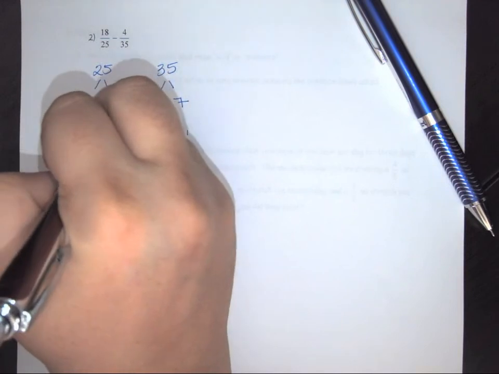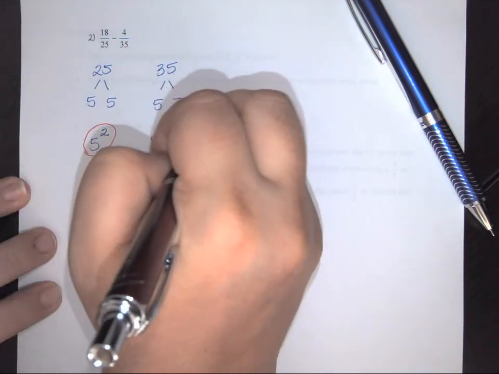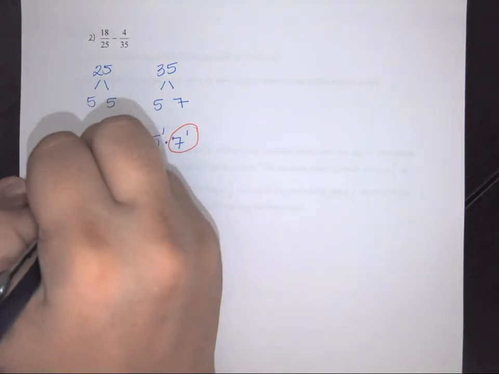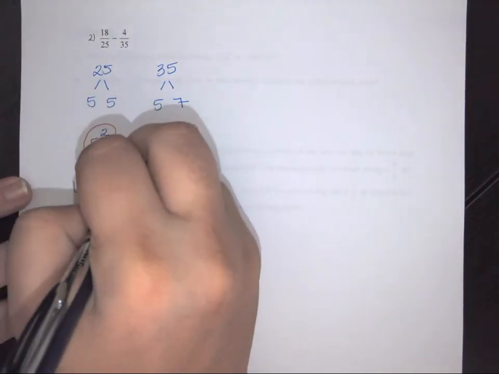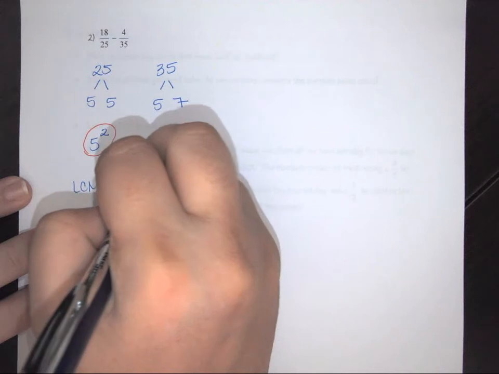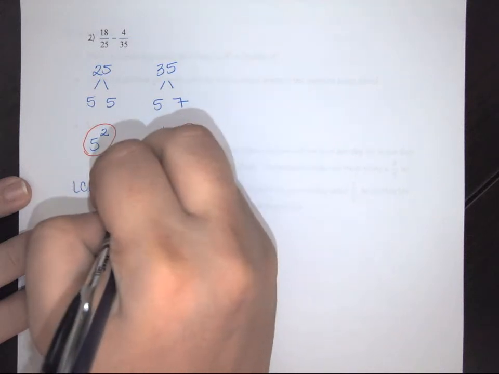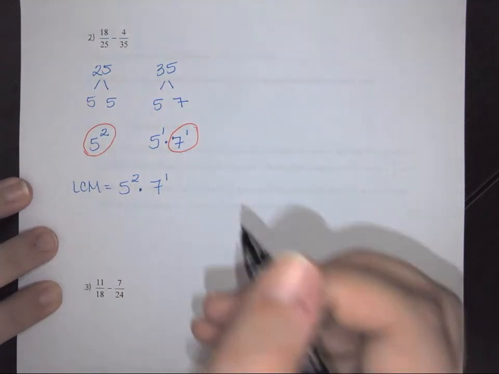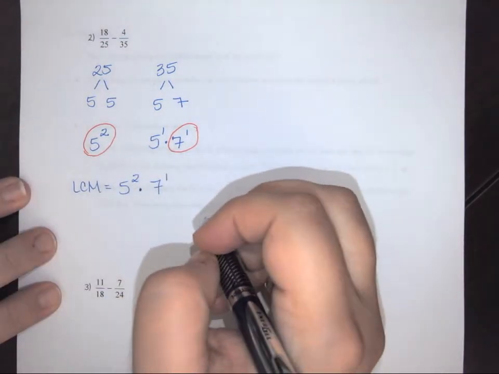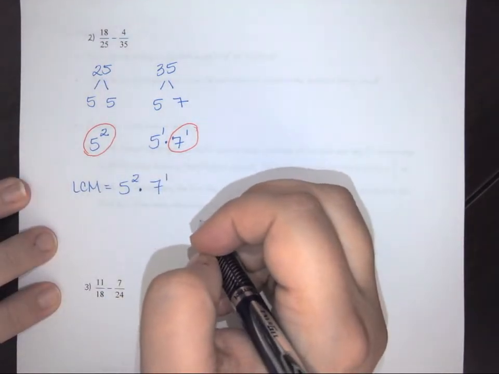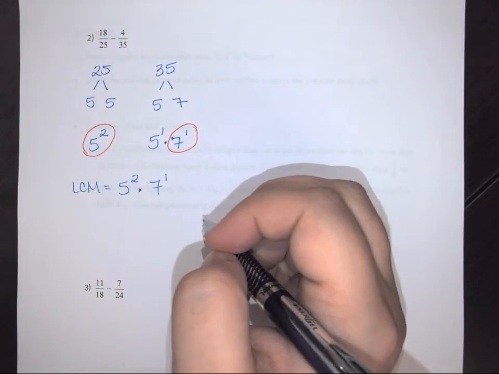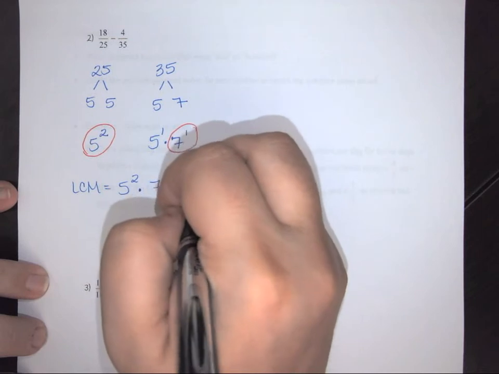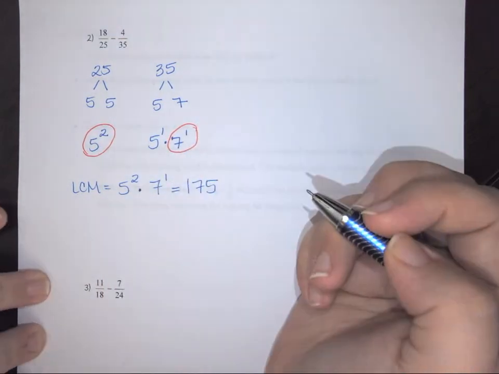Again, I'm going to use the greatest of each. So 5 squared and 7 to the first. So my LCM is going to be 5 squared times 7 to the first. And so when I'm looking at that, I have 5 squared, which is 25 times 7, which is going to give me an LCM of 175.